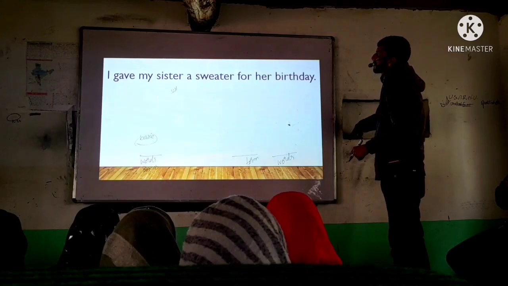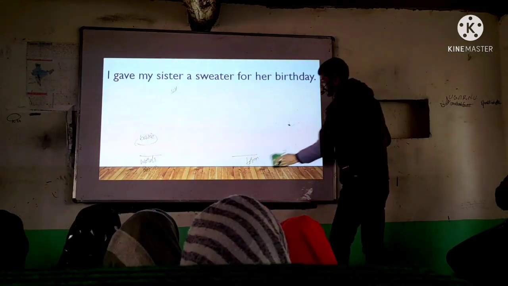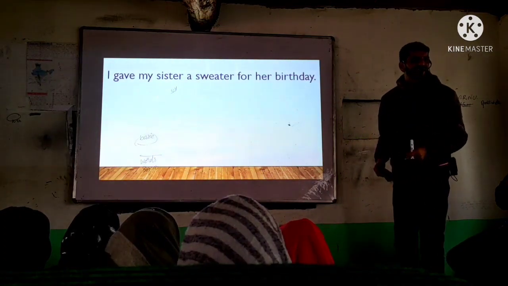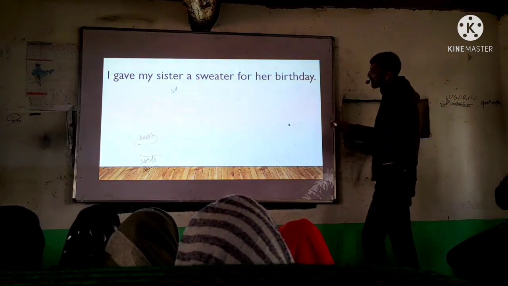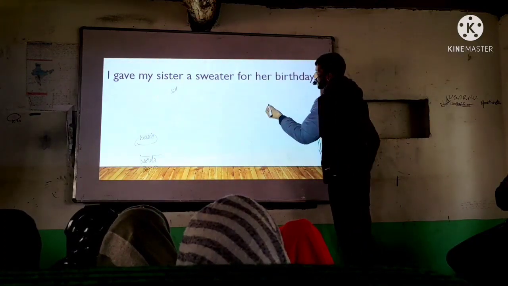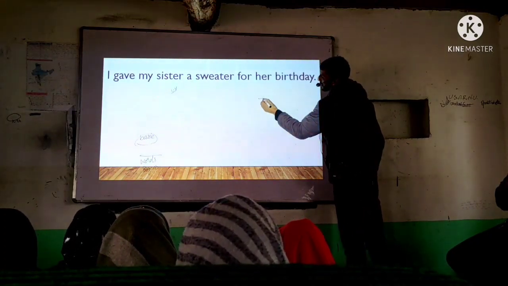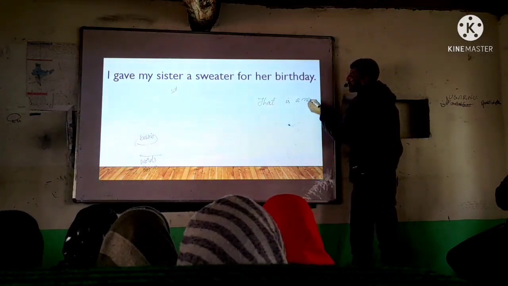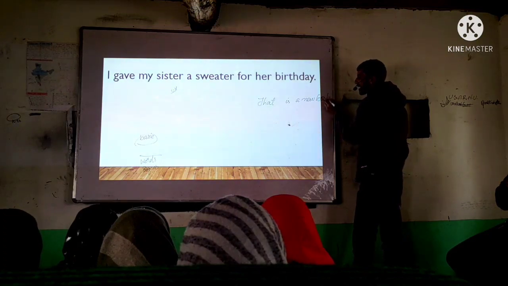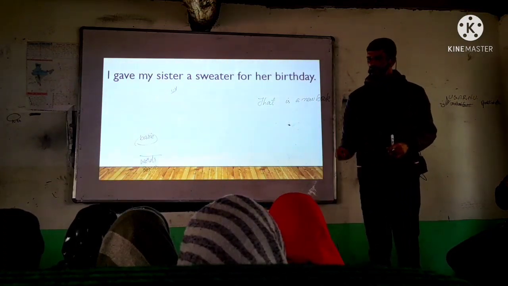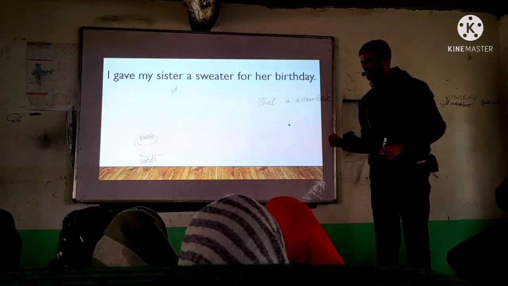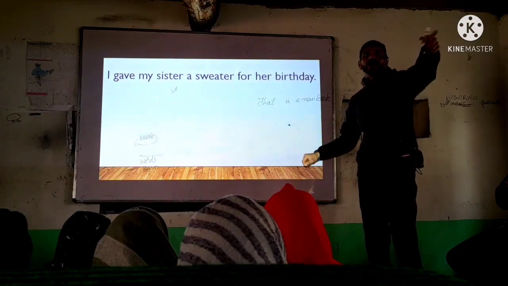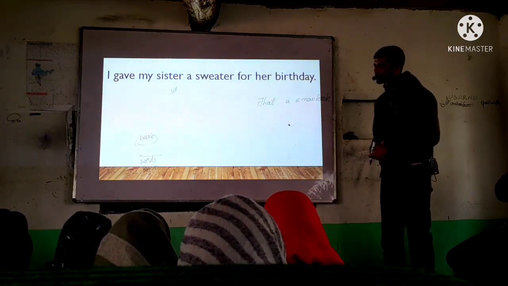I gave my sister a sweater for her birthday. Leave it there. Let me write some simple examples, because we have got some 6th class students here. That is a new book. This is a very simple sentence. All of you are able to understand this sentence. That is a new book.